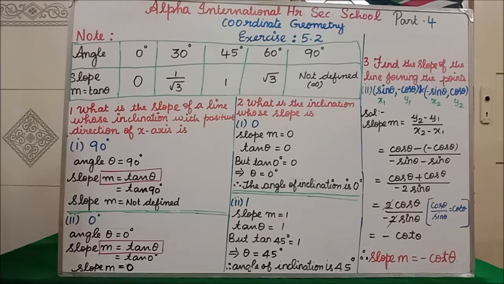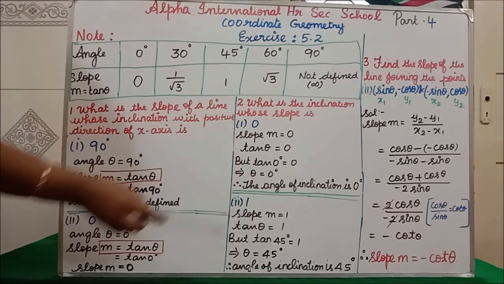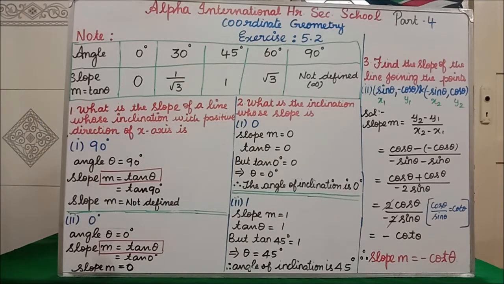Clear all of you? Now we will see the second subdivision. They have given the slope m is equal to 1. We have to find the angle of inclination.